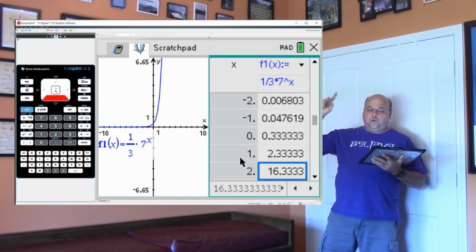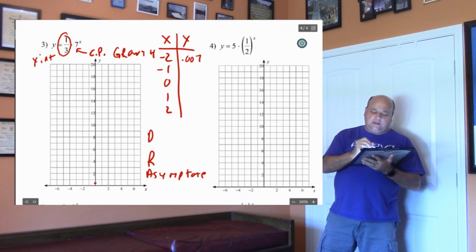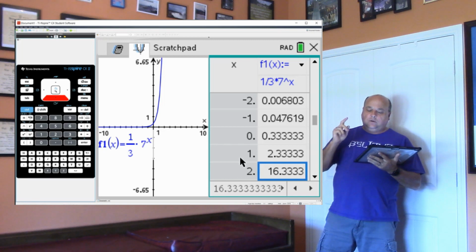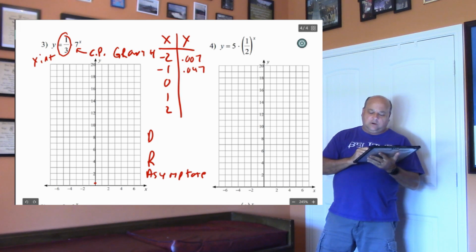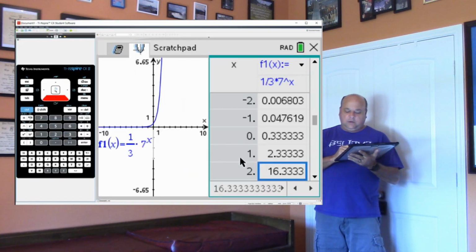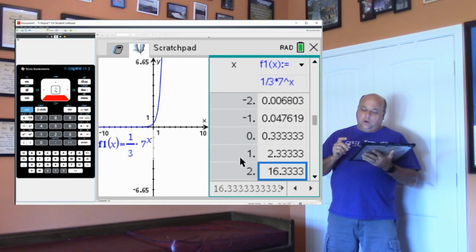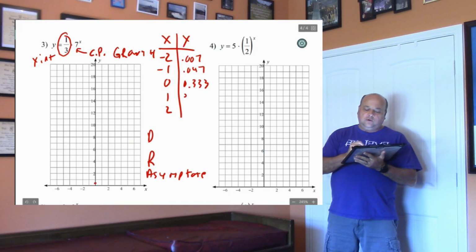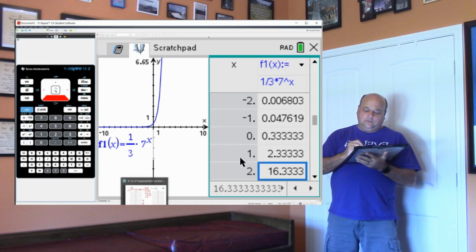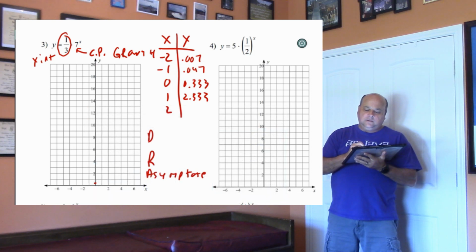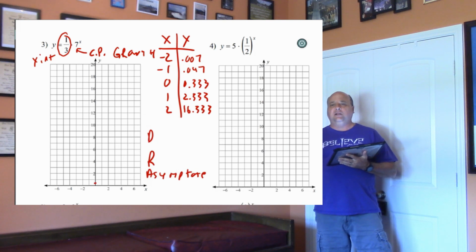So at -2, let's just go to 0.007. And then 0.047. Let's just go to the thousandths place. 0.333, which is the 1/3. And then if I go to 1, it's 2.333. Then hit again, 16.333. So I just wrote down 3 decimal places.